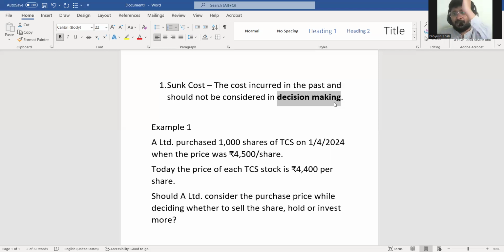Only consider future factors. See, this will be a series of lectures because every time I'll discuss one type of cost. So today, of course, I discussed only sunk cost. Maybe tomorrow or the day after tomorrow, I will upload one more video on another form of relevant or irrelevant cost.